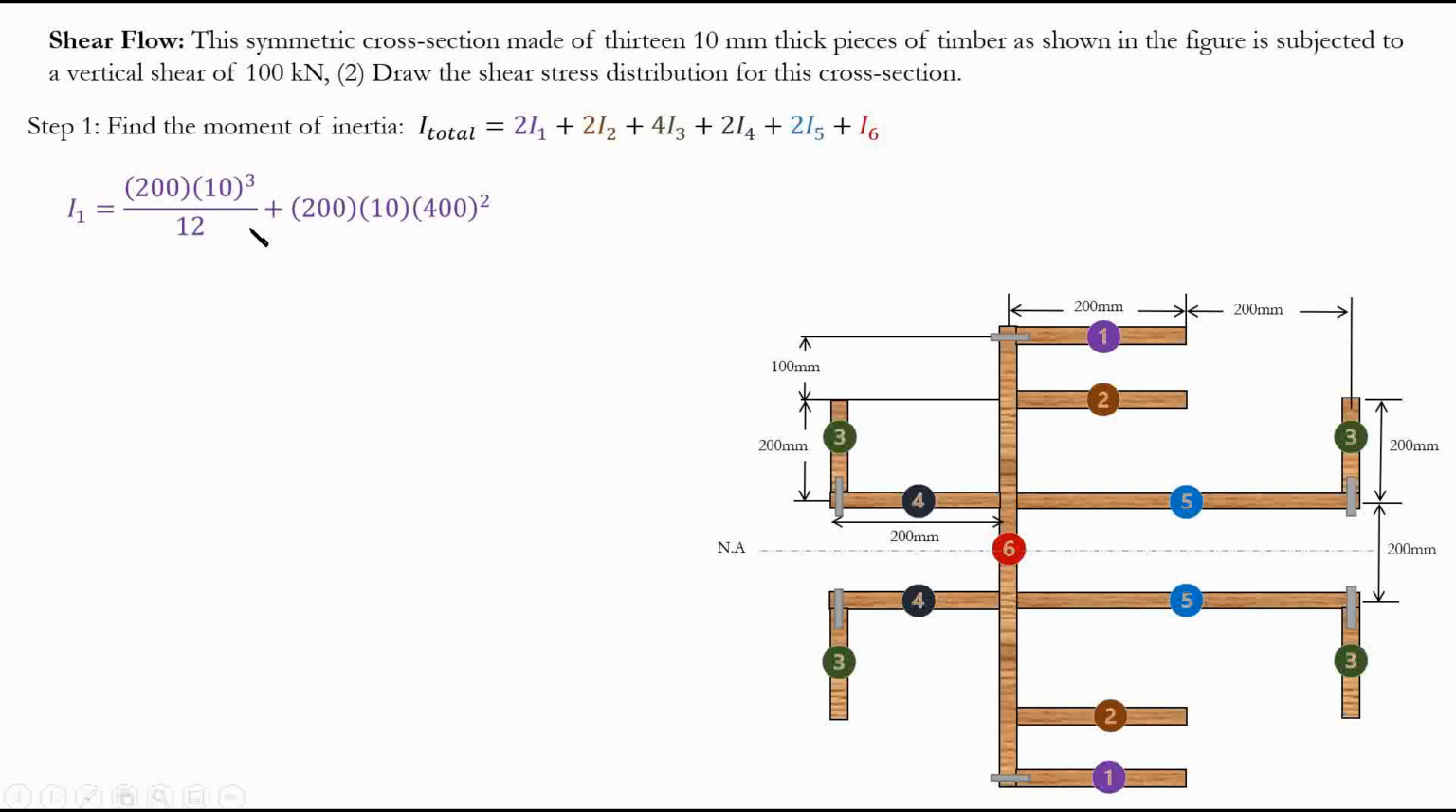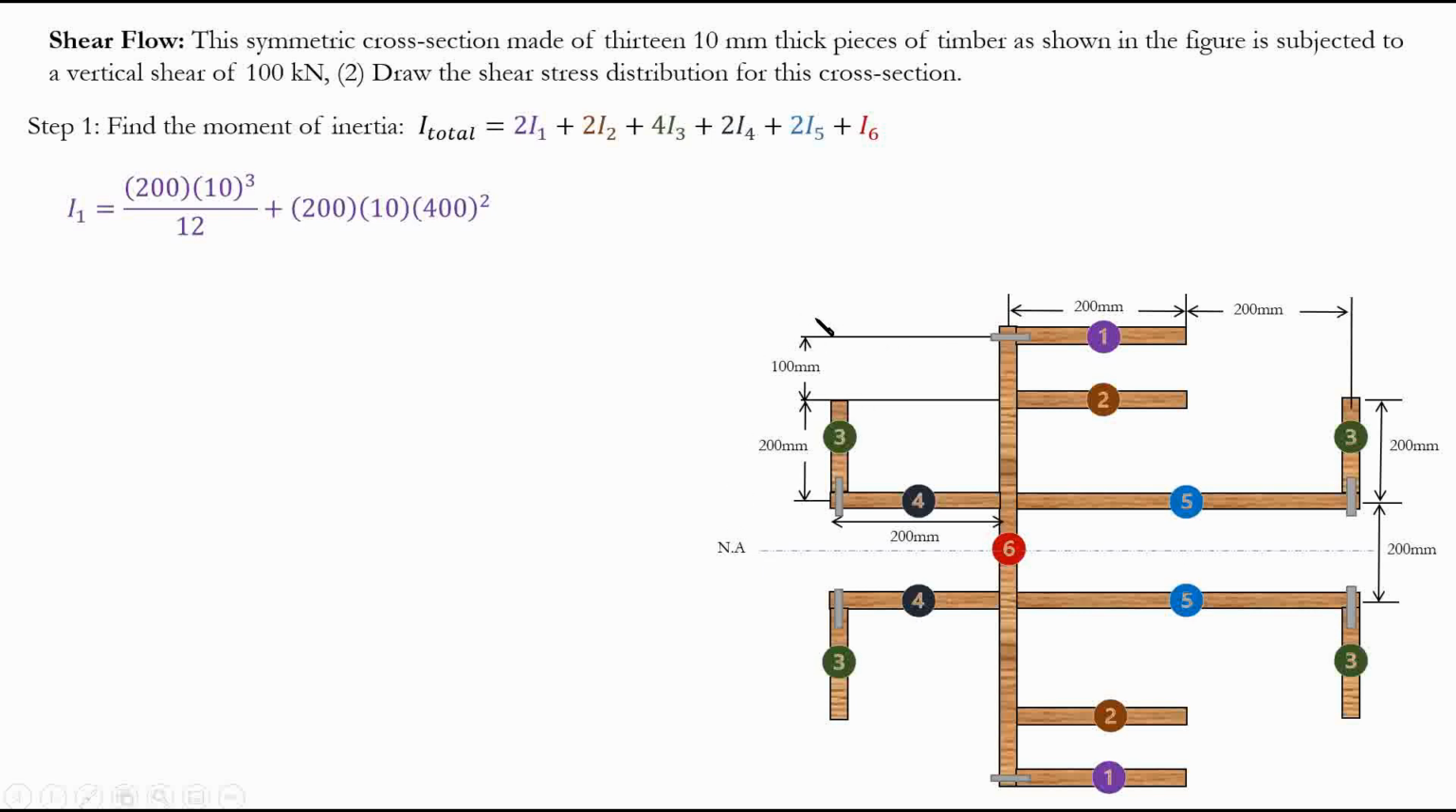Now this is local. Plus, we have to use the parallel axis theorem. What is the parallel axis theorem? It accounts for the eccentricity of this segment from the global centroid, right? So here we will have 200 multiplied by 10, which is the area, multiplied by 400 squared, okay? And why is it 400 squared? So 200 times 10 is the area, we know that. What is the distance from the global centroid? It's from the center of this thin piece to the neutral axis.